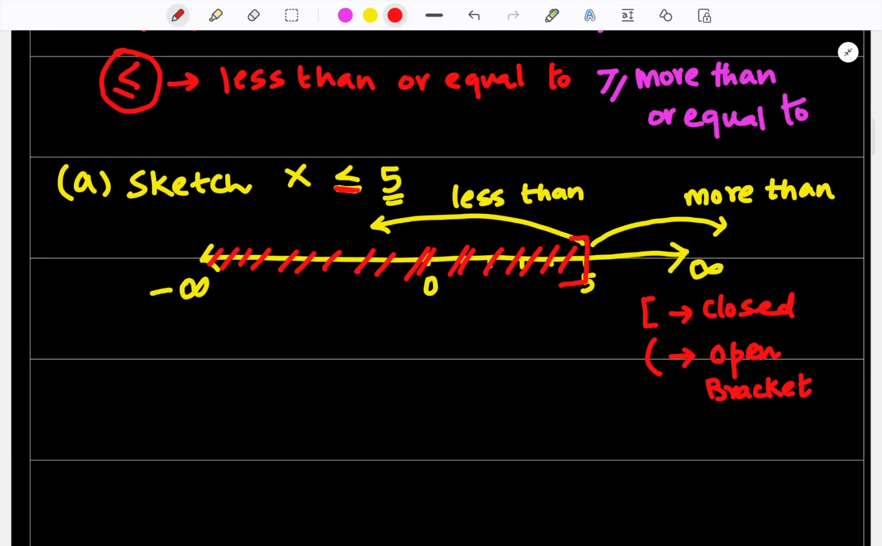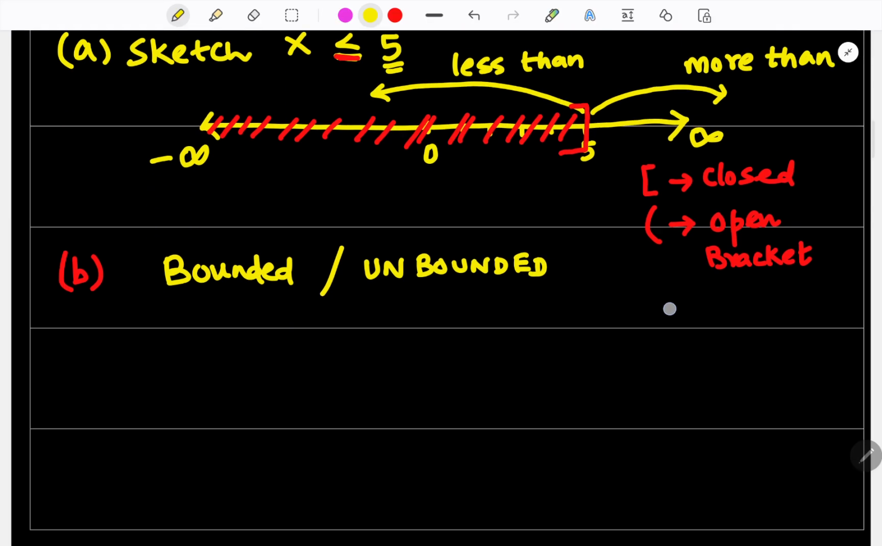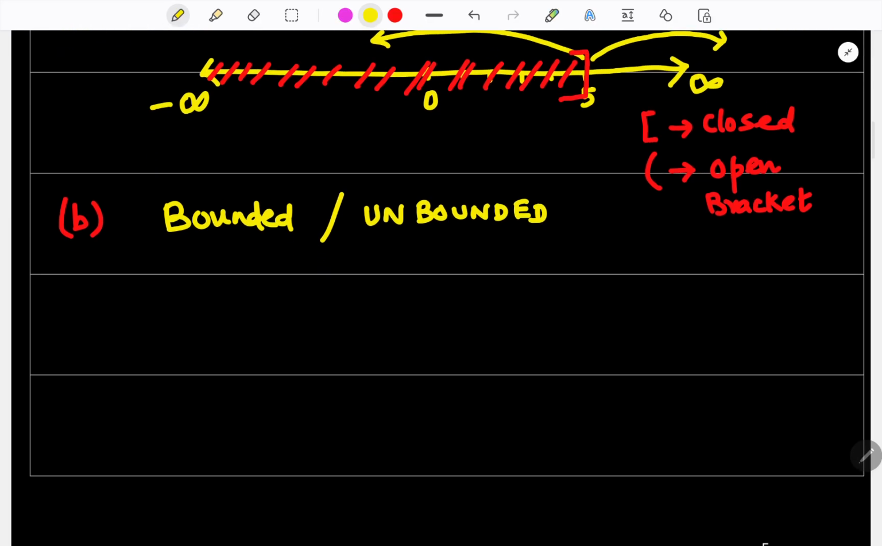Clear? The next question is about bounded or unbounded. Let me explain what is bounded and unbounded in the easiest way. Just remember, this is a real line. This is infinity and this is minus infinity. You cannot close infinity. You cannot close minus infinity. Keep in your mind, it's just like a door closing.